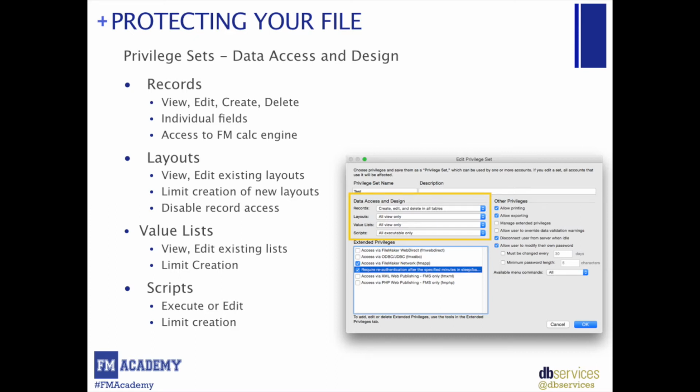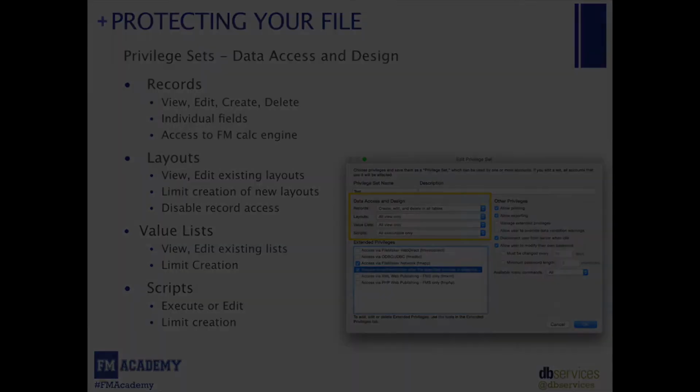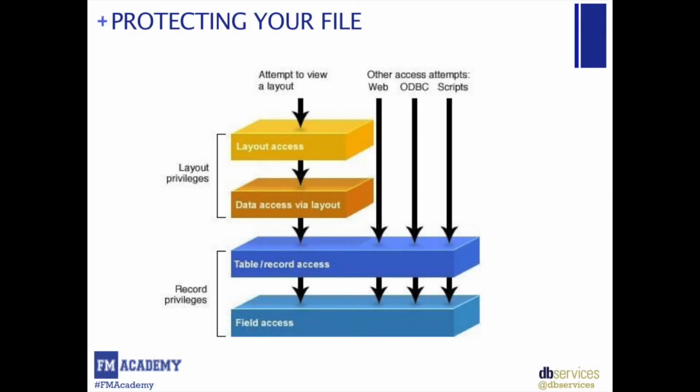This is a slide that basically details how FileMaker processes your requests. So on the left, starting at the top, you have a user who attempts to view a layout. The layout privileges through the layout access will first determine if they can see the layout itself. If they can, then the data access via that layout is rolled out. And then it moves on to the record privilege set. Table records and record access are determined, and eventually it'll get down to whether or not they can see individual fields within a table or record.